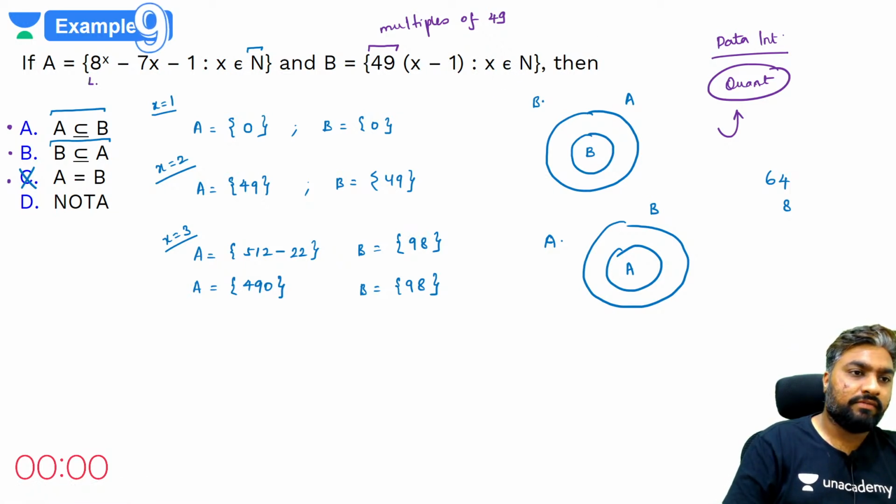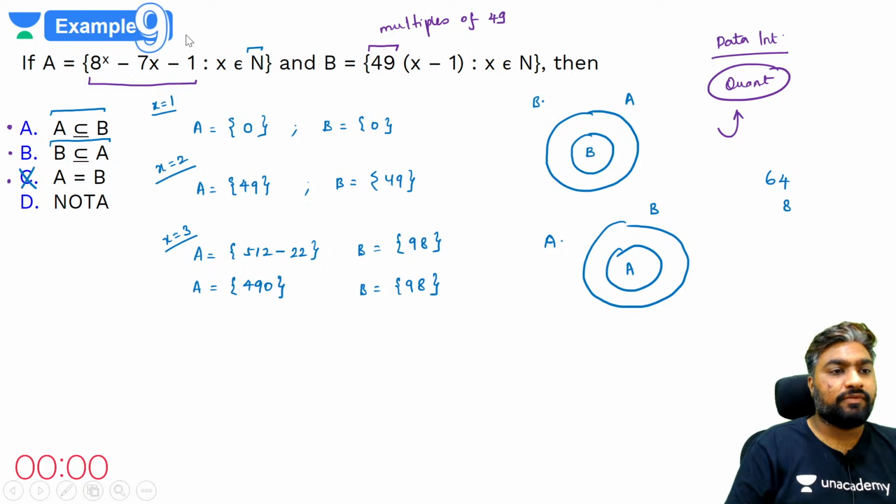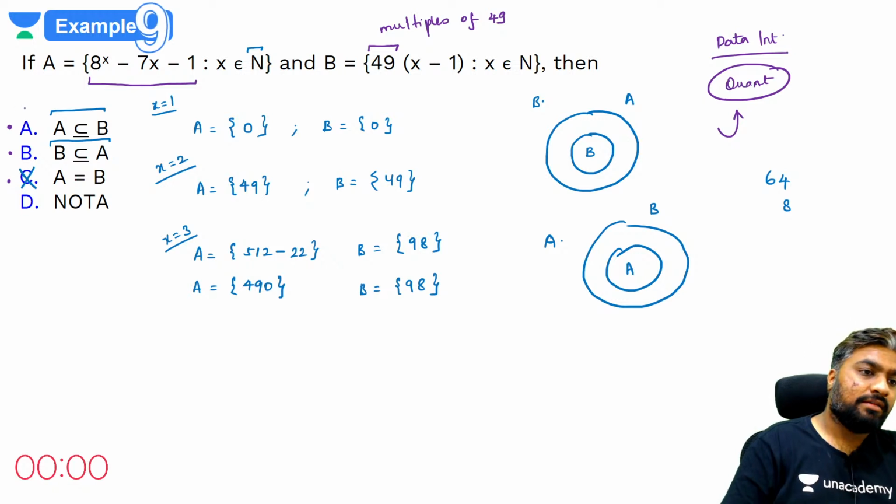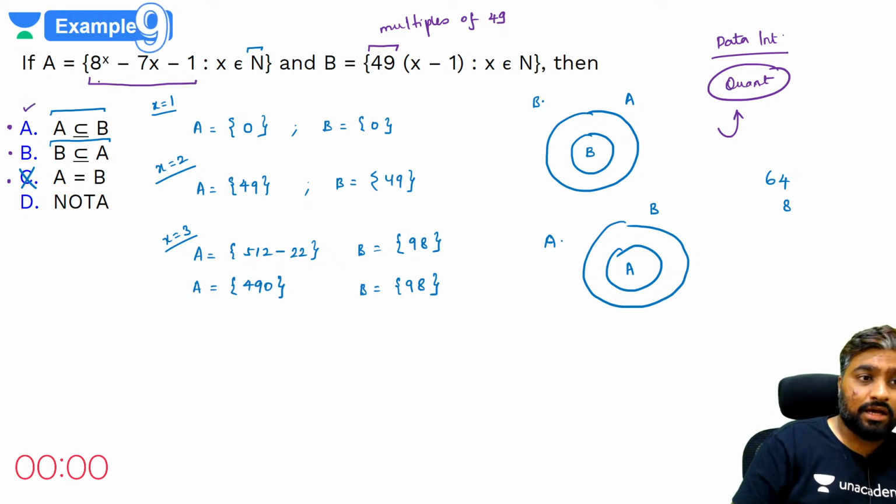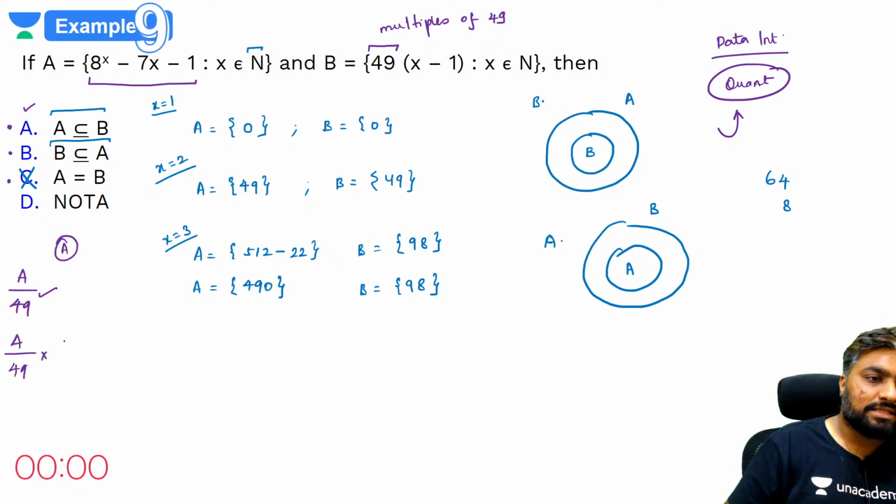Values that you will get here should also be multiples of 49, only then they will be equal. If they are all multiples of 49, then it will be, sorry, it will be A. Your answer will be A if all elements of A are divisible by 49. If all the terms of A are not divisible by 49, then your answer is B.